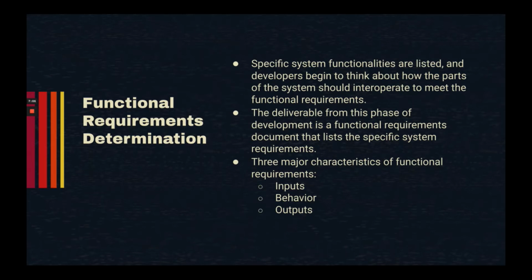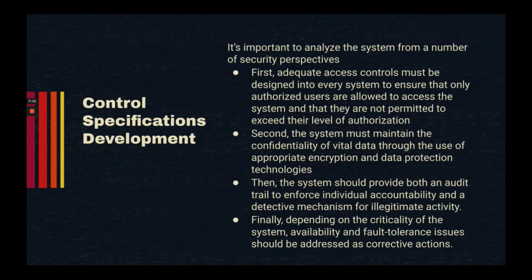Three major characteristics of functional requirements are inputs, behaviors, and outputs. Then, control specifications development. It is important to analyze the system from a number of security perspectives. First, adequate access controls must be designed into every system to ensure that only authorized users are allowed to access the system and that they are not permitted to exceed their level of authorization.